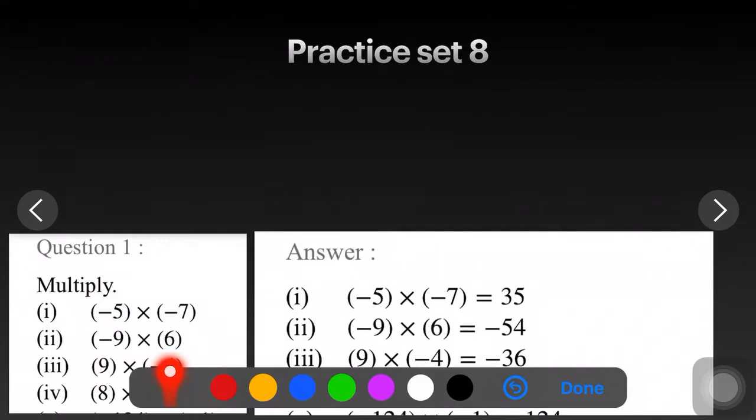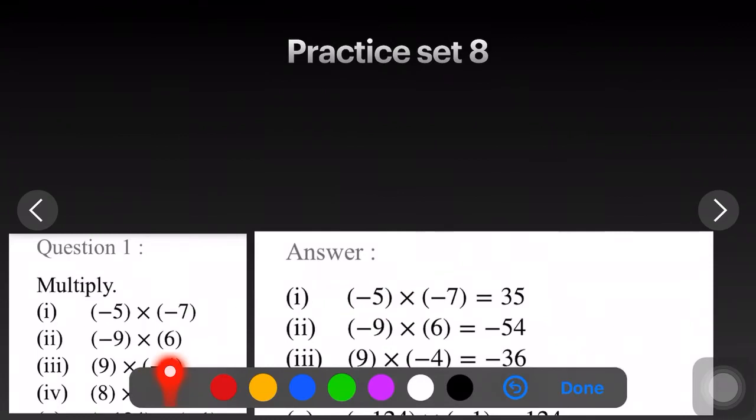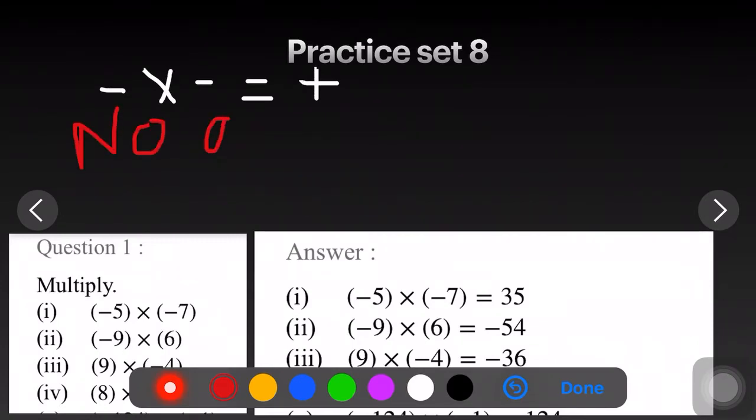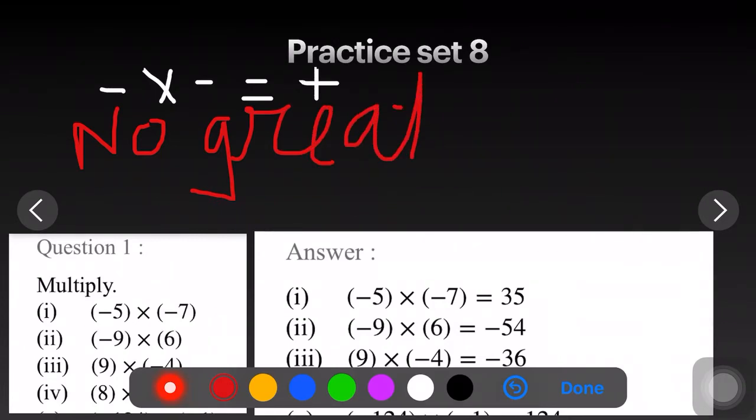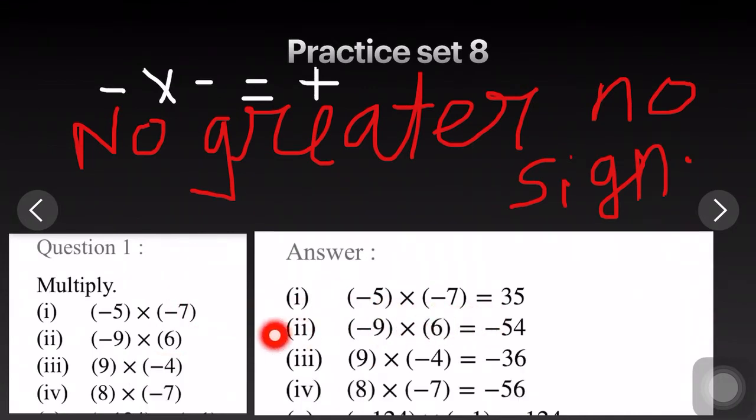So the first question we have is -5 multiplied by -7. According to the rule, whenever minus is multiplied by minus, the product will be positive. So 5 sevens are 35. Here there is no negative sign, as I mentioned earlier: whenever you are adding or subtracting, that time we consider the greater number's sign, but the rule changes for multiplying and dividing. Here we are not going to consider any greater number's sign. We write as it is mentioned in the principle. Whenever negative is multiplied by negative, it will give a positive number. So the product will be positive, 5 sevens are 35.